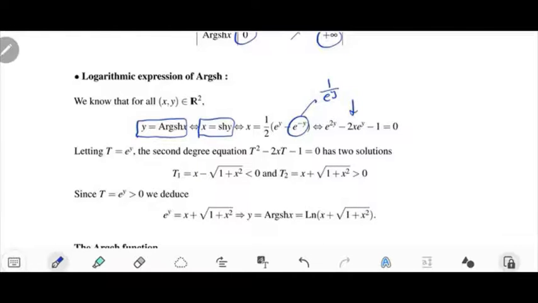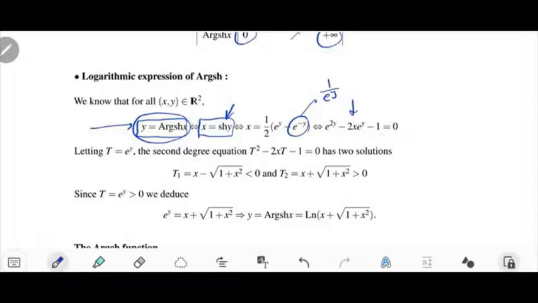So why did we write this? Because we want to transform the way of writing arg sh into an exponential or a logarithmic form, since sh x itself is an exponential expression. And this type of calculation you should be able to do as an exercise, so you have to study how we are doing it exactly and then memorize the result.